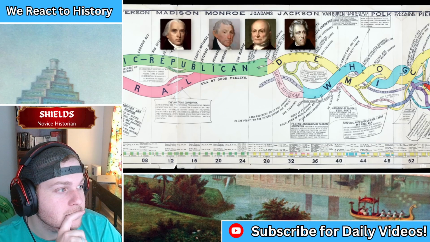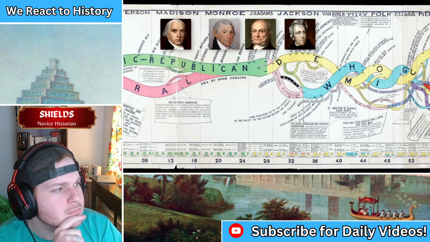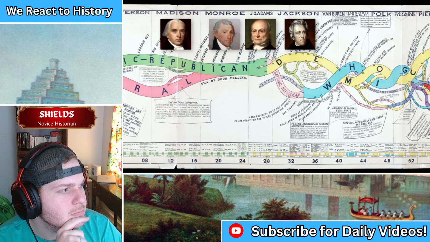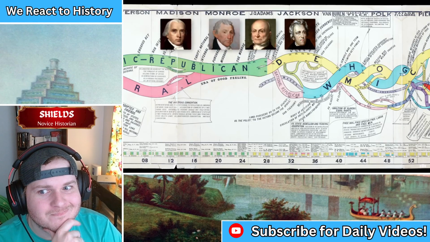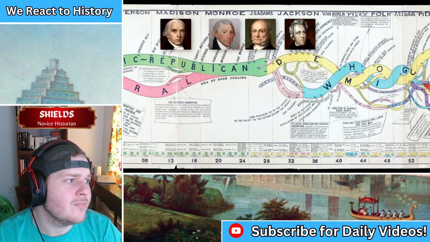By this point, several smaller third parties had formed, namely the Anti-Masonic Party, which, as the name implies, was mostly focused on criticizing Freemasons, who they saw as elites who wielded too much power, as well as the Nullification Party, which wanted to give states the right to nullify federal laws.